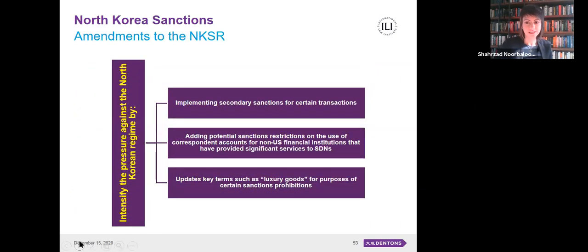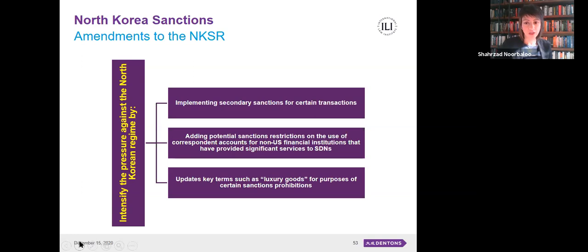Finally, further escalating the risk associated with transactions involving North Korea, the United States also issued significant amendments to the North Korea sanctions regulations in 2020. These amendments implement additional secondary sanctions for certain transactions, add potential sanctions restrictions on the use of correspondent accounts for non-US financial institutions that have provided significant services to SDNs, and impose other changes.